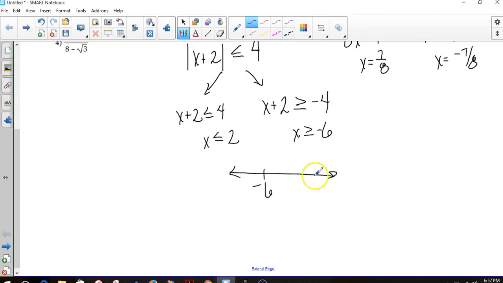here's my negative 6, and here's the 2. These are going to be brackets because of the "or equal to" that's underneath them. And I need to be less than 2, but greater than the negative 6. And so my solution set is from negative 6 to 2 inclusive.